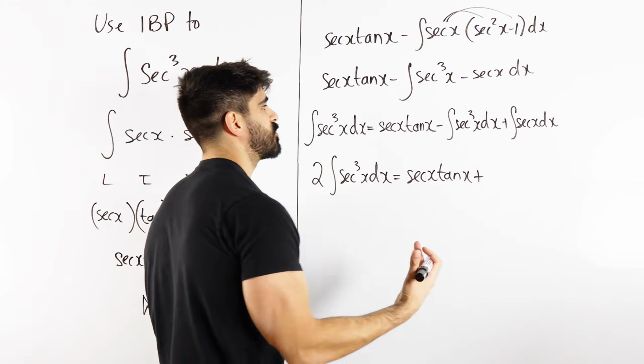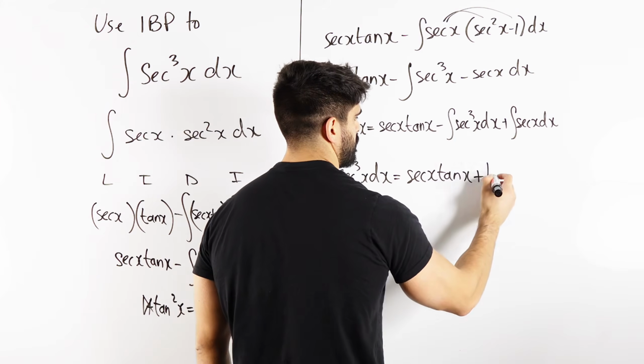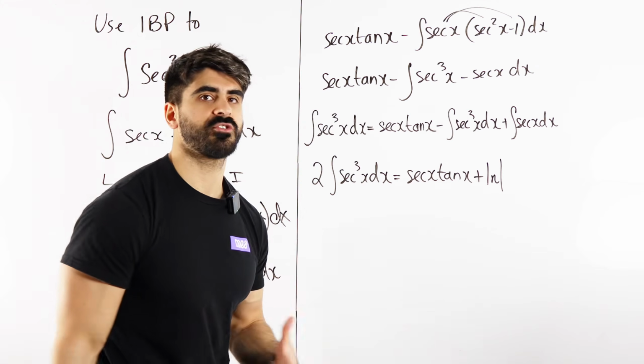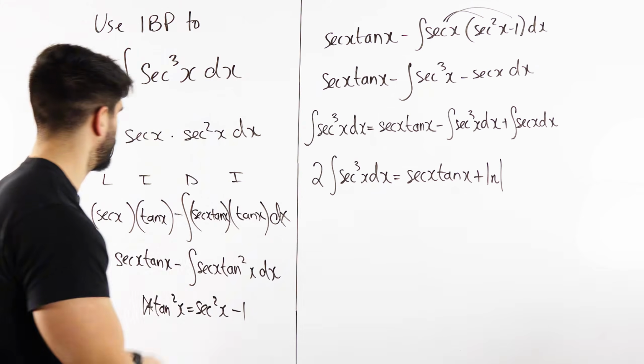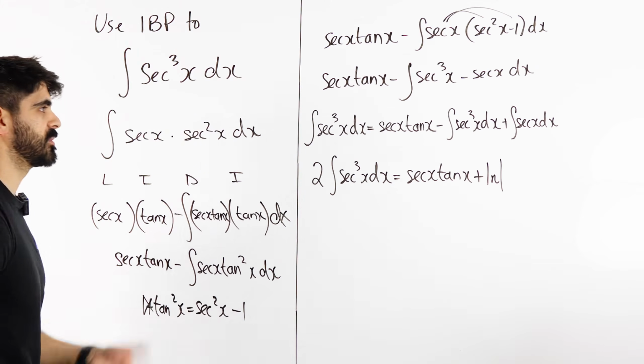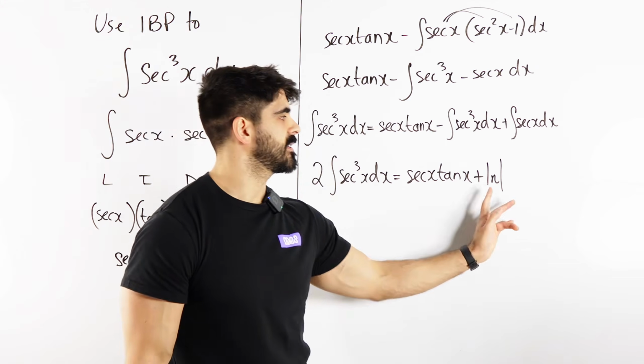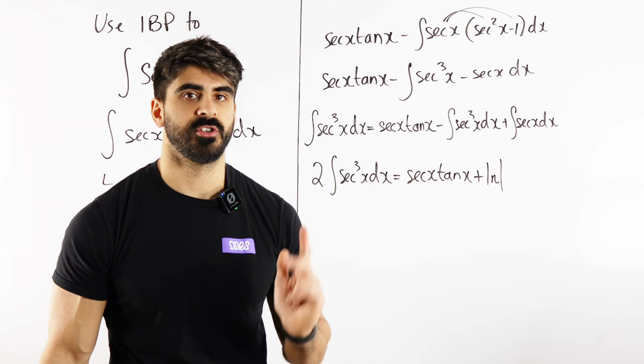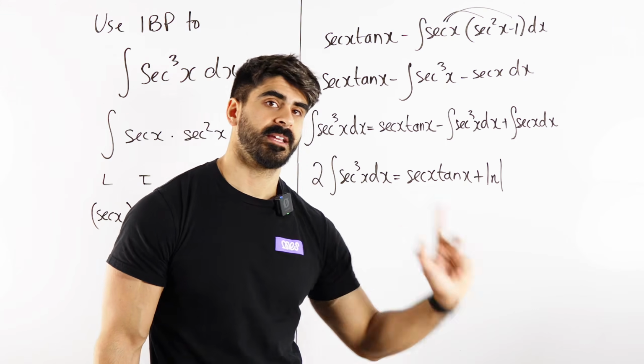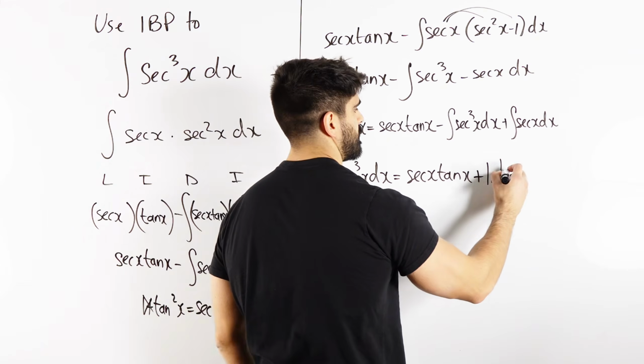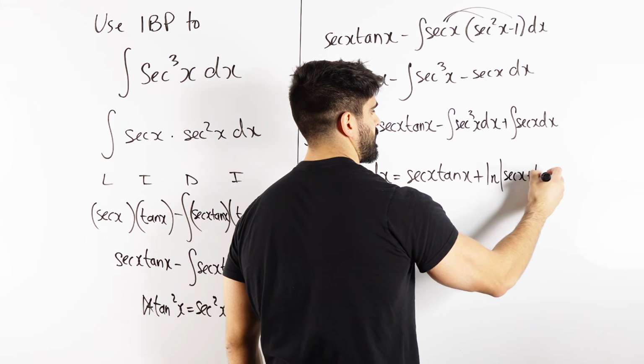Now, the easiest way to remember what sec x integrates to in terms of ln is you just need to remember what it differentiates to. Now, we already know what sec x differentiates to because we did it earlier. But it doesn't integrate to ln of sec x tan x, it's ln of sec x plus tan x. Ln of sec x plus tan x.